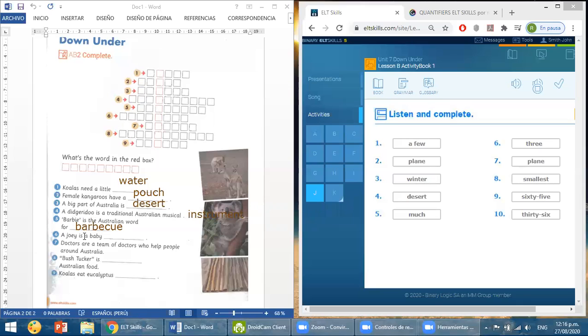A yo is a baby kangaroo. Okay, this is common in Australia. They call the baby kangaroos yo.